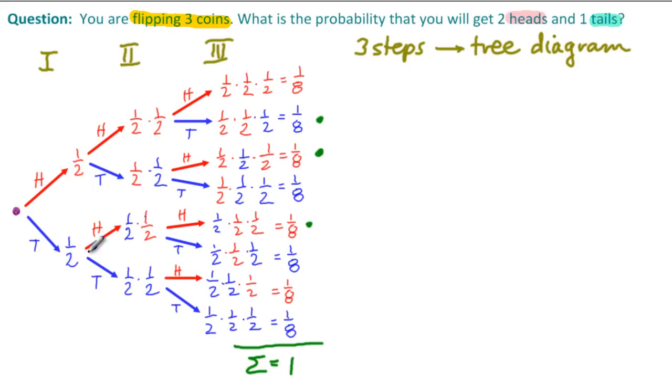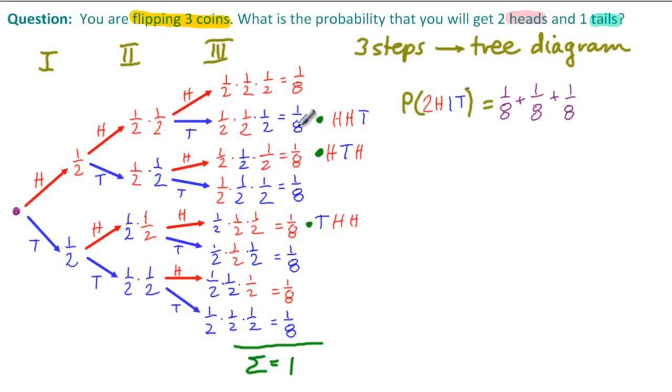Let's see what it was. Tail, head, head. So here we had head, head, tail was one of the throws. Here we had head and then a tail in the middle. And then here we had tail in the beginning and 2 heads. What do we have? We have P of 2 heads and 1 tail is equal to the sum of these 3 probabilities. So we have 1/8 plus 1/8 plus 1/8, or 3/8.